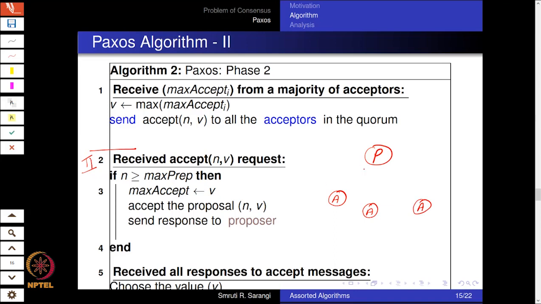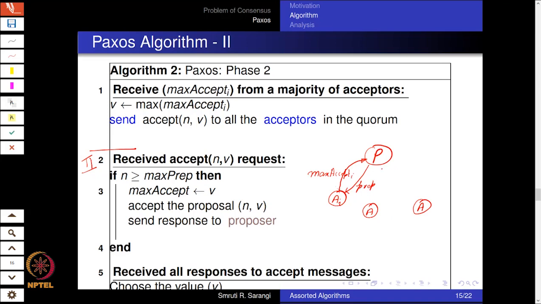And we have multiple acceptors. So they first got a prepare message. Then, if it passes phase 1, they are supposed to send a message back. And the ith acceptor will send back the value of max accept I. On similar lines, the rest of the majority of acceptors will send back a max accept message.